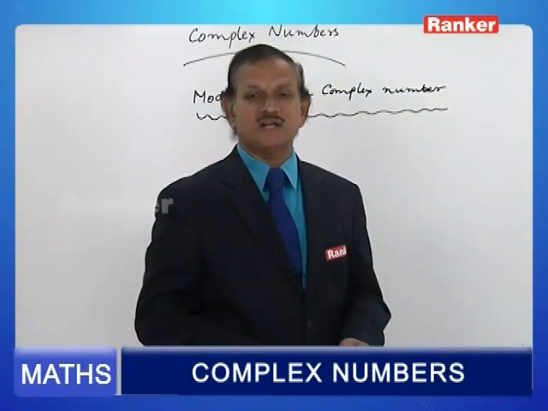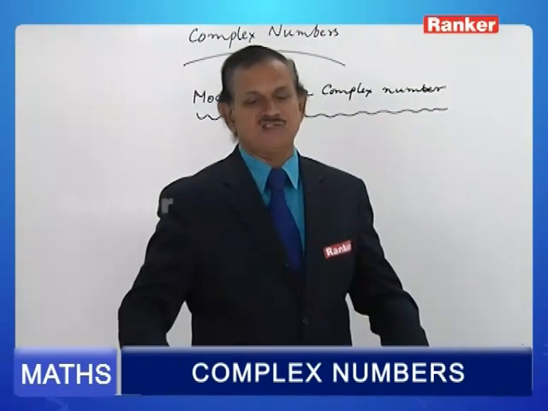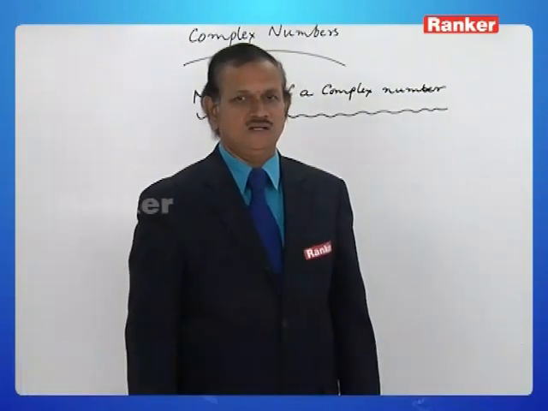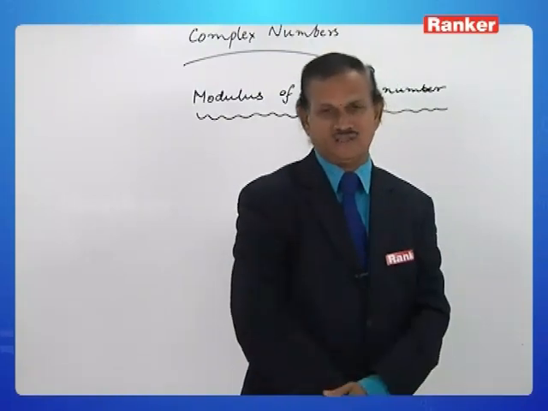What is the modulus of 3? Imagine the real line, 0, 3. The distance is 3. Mod 3 is 3. Mod minus 3: the distance of minus 3 from 0 is again 3.